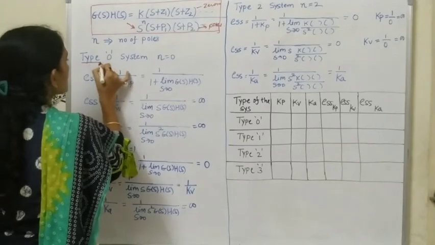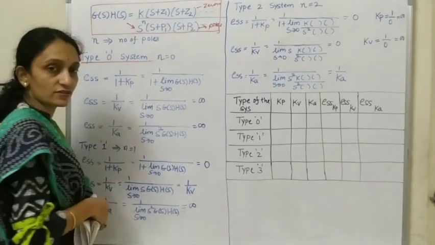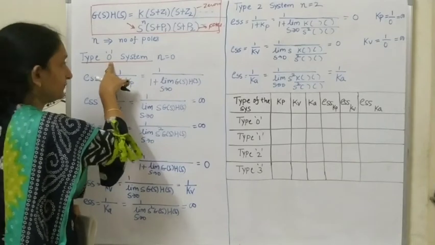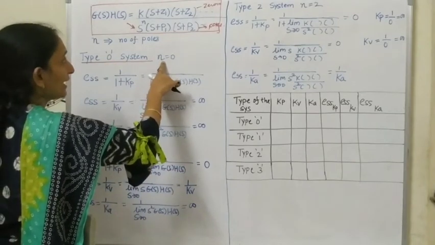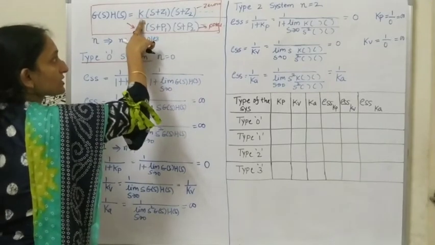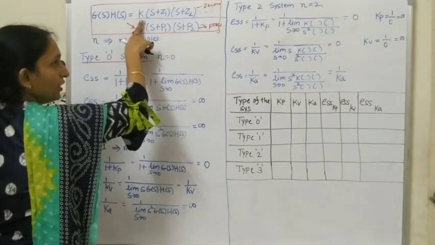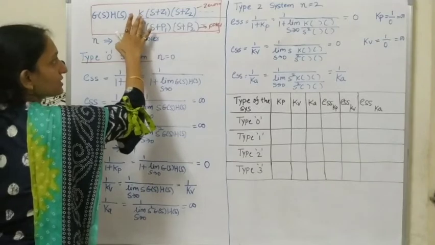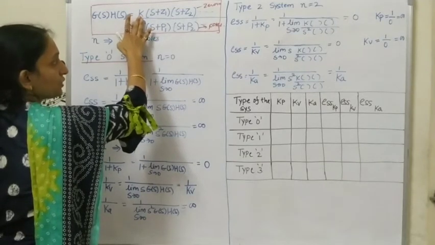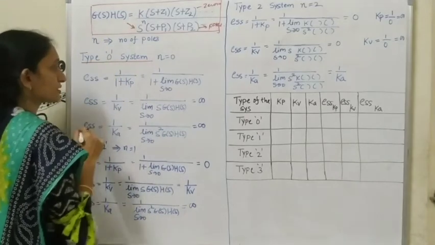So see, we will start. First of all, we will consider the type 0 system. For type 0, meaning no pole at origin, in that case we will substitute n is equal to 0 here. Look at this, n is equal to 0, so this term will be 1. Or you can say that no term is there, only K into (s plus z1)(s plus z2) upon this denominator.